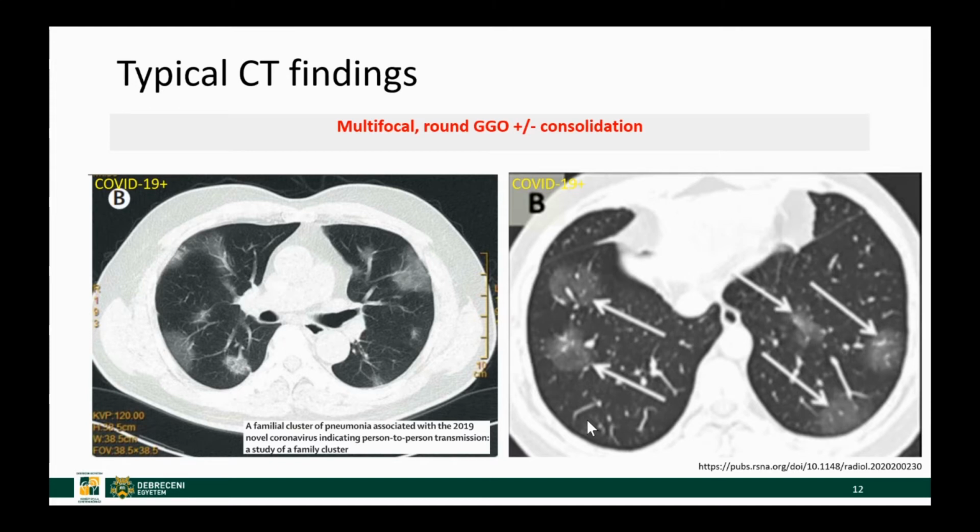Multifocal round ground glass opacities and consolidations may also be another typical CT finding, and I believe this was the first published sign of COVID-19 pneumonia. You can see how round these ground glass opacities are, and on this image you can see that these ground glass opacities and consolidations are multifocal.